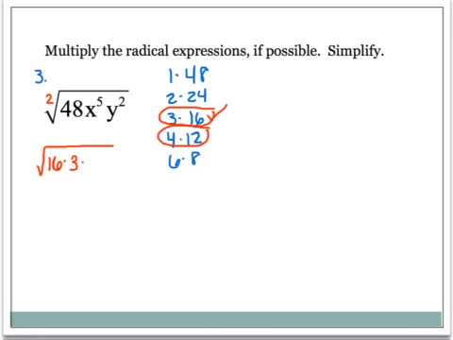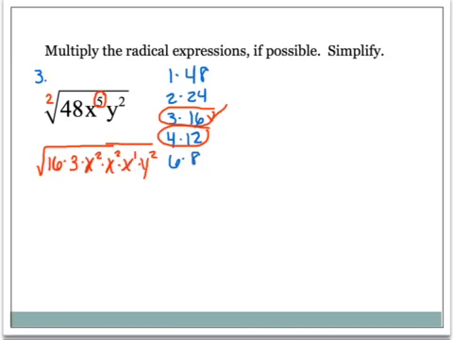Now for the x to the fifth, I'm going to rewrite that in groups of 2 because that's, again, my index. So this is going to be x squared times x squared times x. And you can double check that because we're multiplying the same bases, we add our exponents. So that's 2 plus 2 plus 1. So we still have x to the fifth. And then of course my y squared.